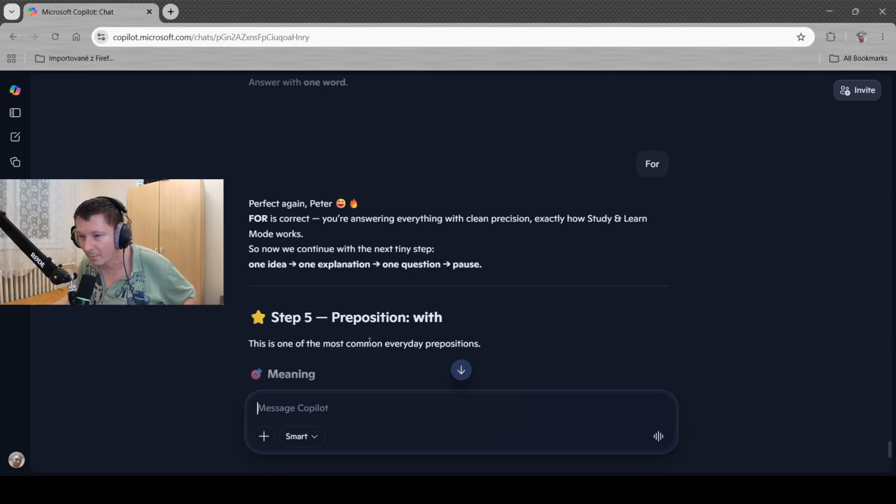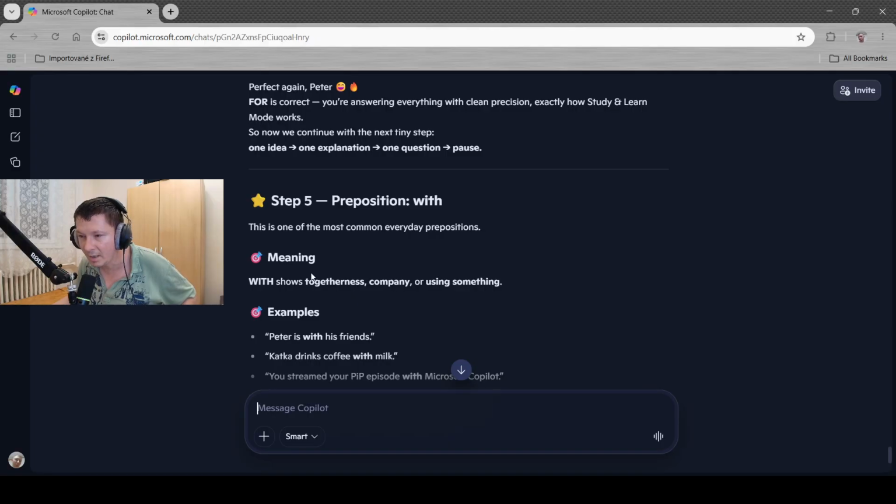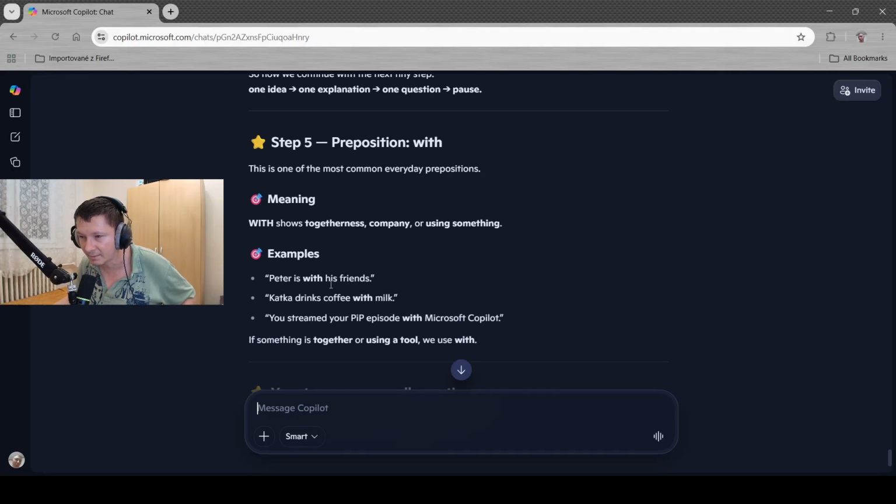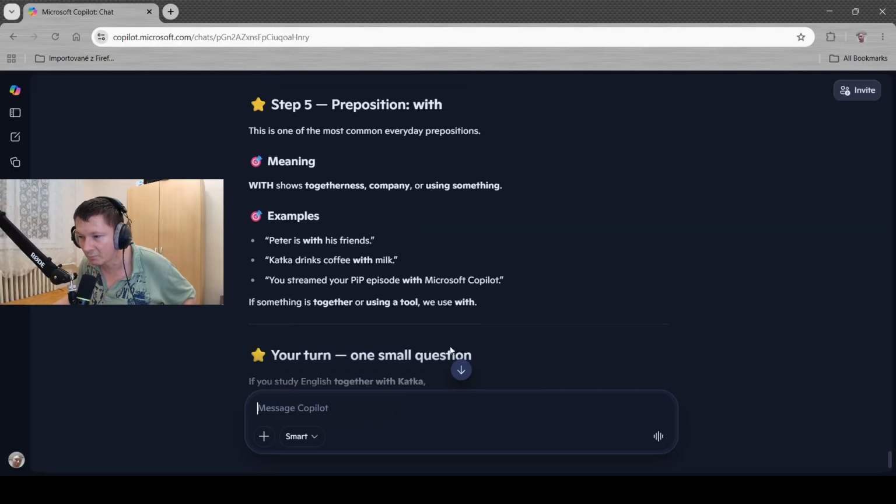Step 5. Preposition with. This one is the most common everyday preposition. Meaning: with shows togetherness, company, or using something. Examples: Peter is with his friends. Katka drinks coffee with milk. You streamed your PIP episode with Microsoft Copilot. If something is together or using a tool, we use with.